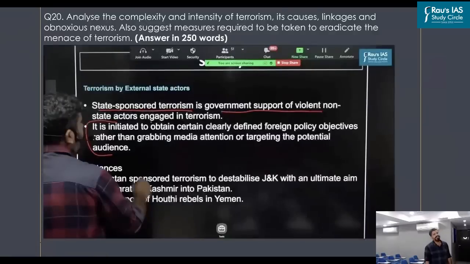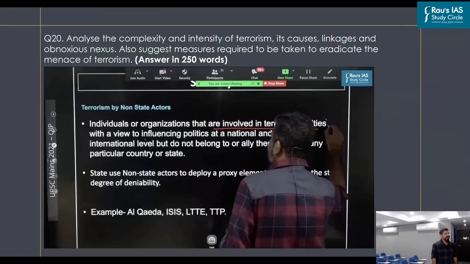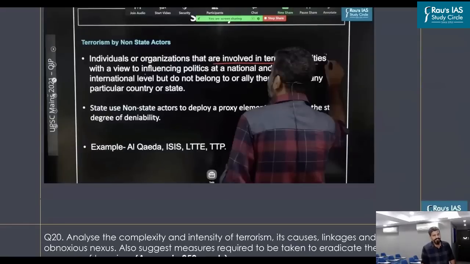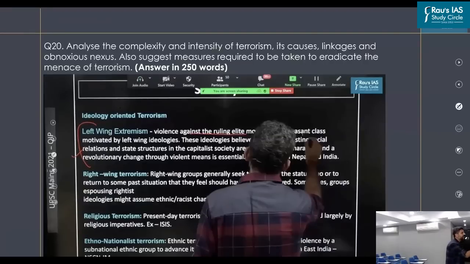Second cause, if you look at the discussion that we had, it was related to terrorism by non-state actors, which include the threat posed by ISIS, Al-Qaeda, or different non-state actors. Then the other challenge that is posed, or the causes of terrorism, is of course ideology-oriented terrorism that India faces in the form of left-wing extremism, right-wing terrorism, or you can say religious terrorism, as well as ethno-national terrorism, which we see in the northeastern parts of India. So this is again another cause.